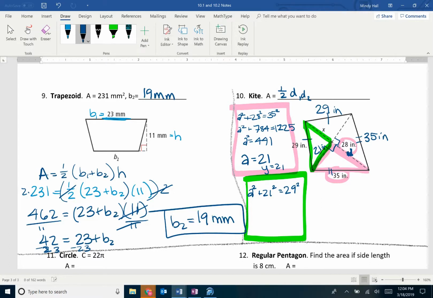So then 21 squared is 441. And 29 squared is 841. So when we subtract the 441 from 841, we get that a squared equals 400, which is 20. And again, if you want to use the letters they gave you, then x equals 20.